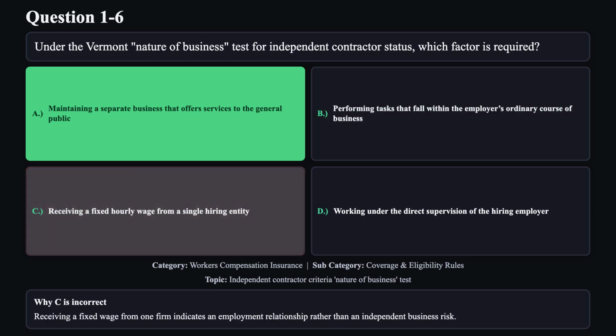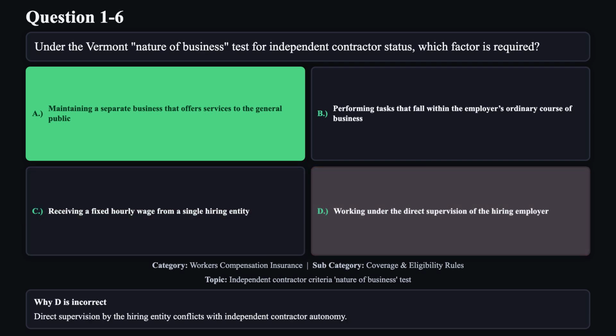Reason C is not correct. Receiving a fixed wage from one firm indicates an employment relationship rather than an independent business risk. Reason D is not correct. Direct supervision by the hiring entity conflicts with independent contractor autonomy.